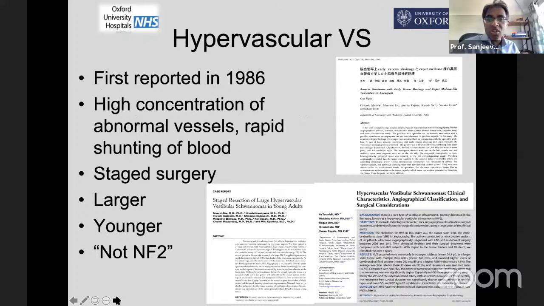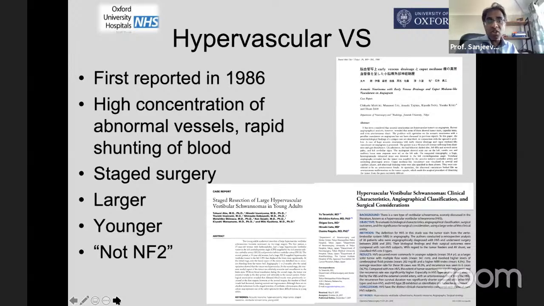There's not a lot in the literature about it. There was a very good series that came out from Michiro Kono's group, the Japanese series in 2017. But we've known about this, again mainly from Japanese papers, since 1986, where they talk about a high concentration of these vessels. The key feature is rapid shunting of blood through these vestibular schwannomas, and the vascularity can be so great that a lot of these papers, like the one at the bottom left, talk about staged surgery.